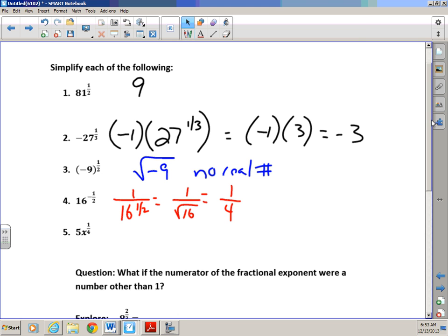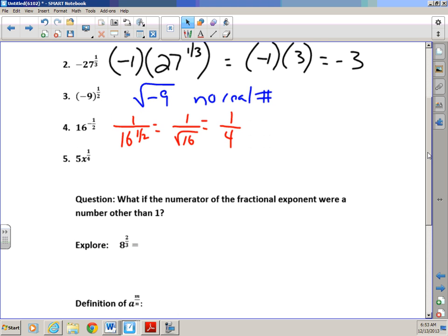And then lastly, 5x to the 1/4 power. Hopefully you're seeing that it's only the x that's being raised to that 1/4 power. So 5 times the 4th root of x. Please make sure you write the root index as a smaller number.